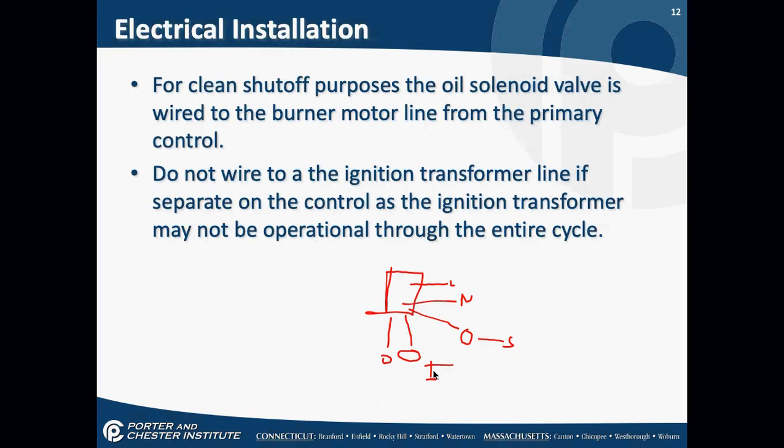But if you only have one for the ignition and one for the burner, and you're attempting to add the oil line solenoid, always put it with the burner motor. Okay, because the burner motor runs through the entire cycle. The ignition transformer might not.